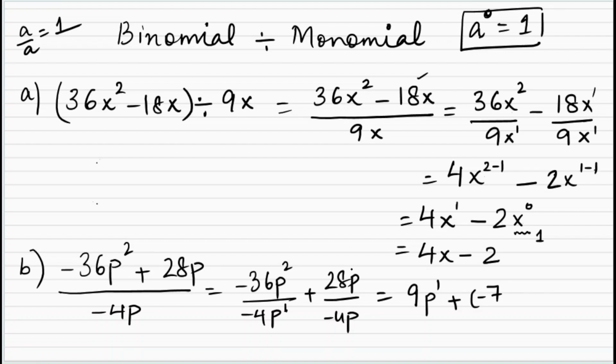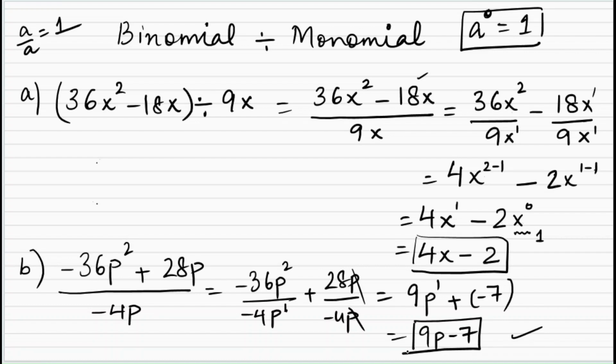And what is p divided by p? That's 1. So my answer is 9p minus 7. That is the answer. This was the answer for the previous one, and this is the answer for this one.